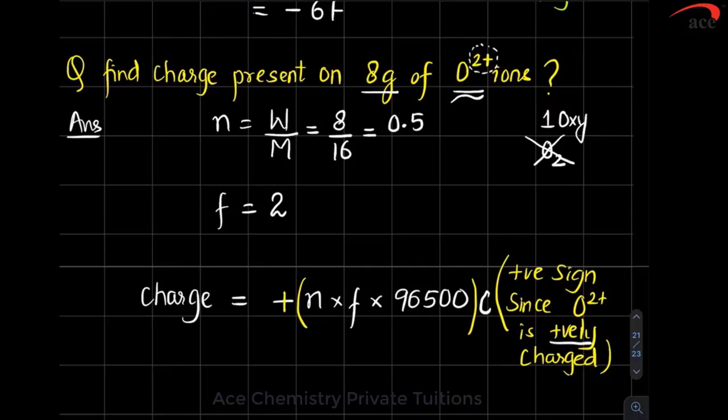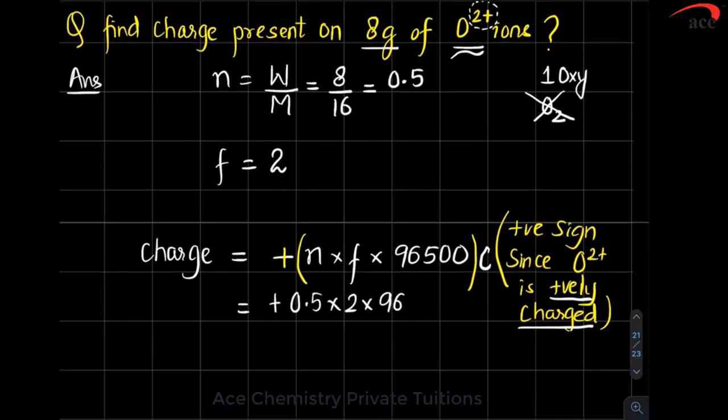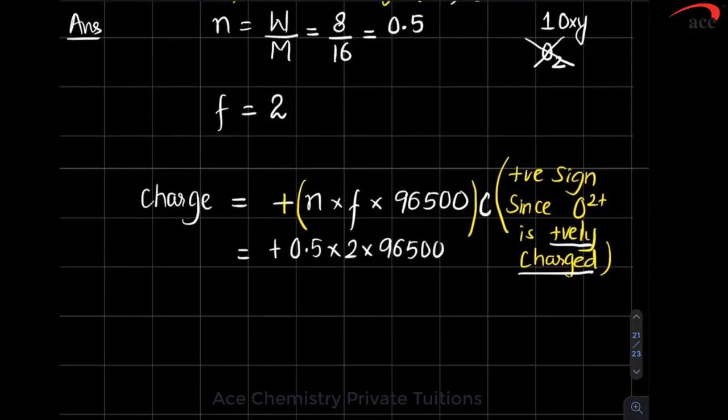But why are you writing positive? Because you are dealing with a positively charged ion. So what is the number of moles? 0.5. What is the factor? 2, multiplied by 96,500. If you solve, you will get plus 96,500 coulomb, or you can write 1 Faraday. How to write the answer depends on the way the question is asked or the way the MCQ is asked. That way the answer will be done.